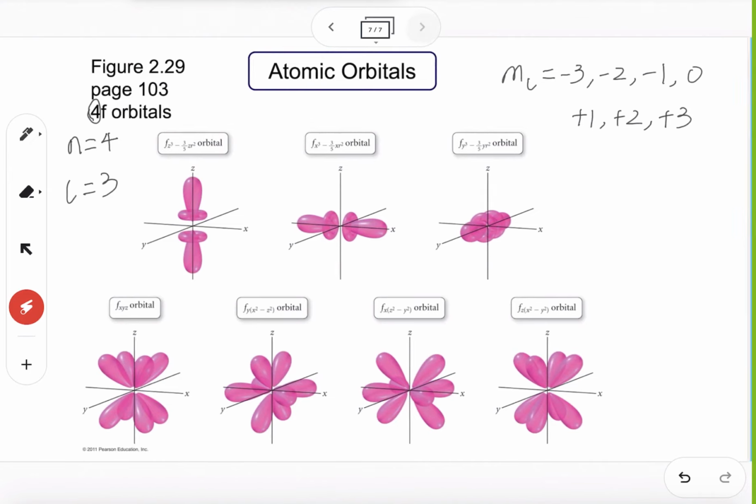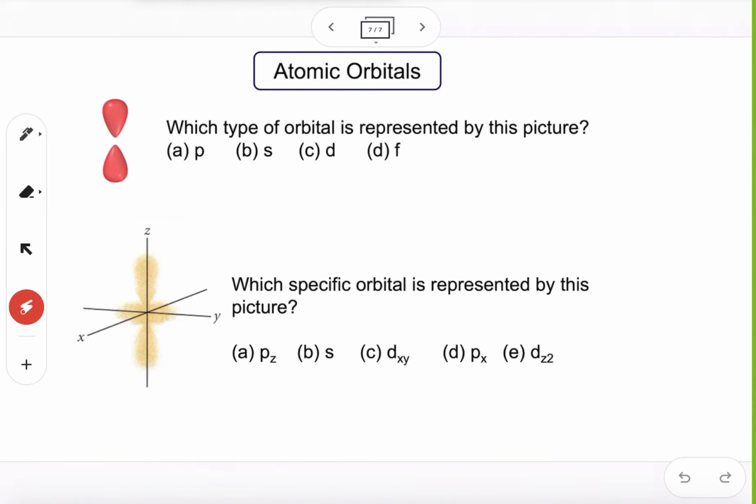Okay, so let's do some quick practice. Which type of orbital is represented by this picture? Well, if you are familiar with those s, p, d orbitals, you will immediately realize that this one looks like a p orbital. So the answer is going to be A, p orbital. Let me highlight that. Going to be p orbitals.